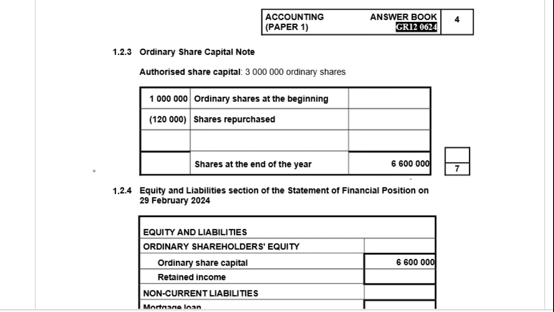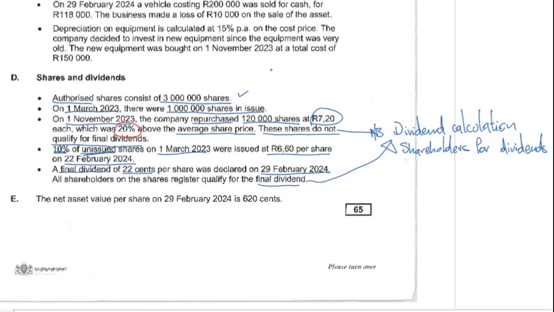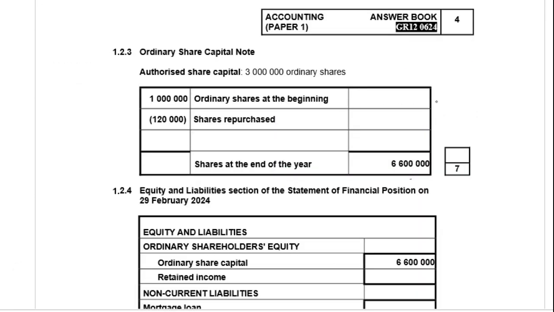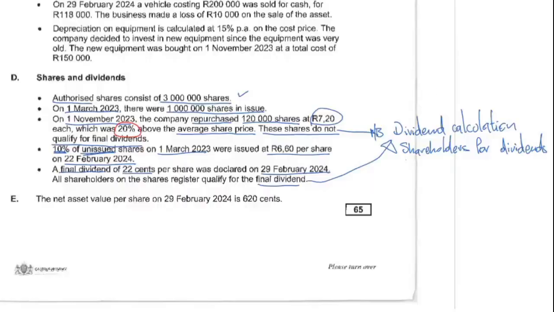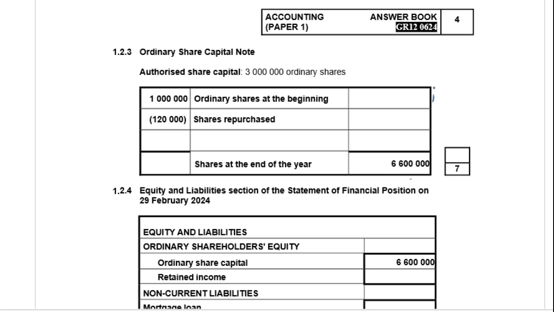Are we able to find the value of shares in issue at the beginning of the year? The answer is no, we just don't have enough information in order to be able to calculate that. So it's most likely that we're going to have to calculate it as a balancing figure at the end. So after we've calculated everything else, we'll then work backwards in order to get the balancing figure.